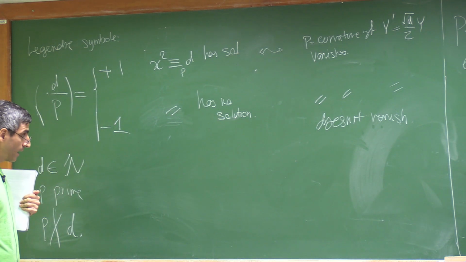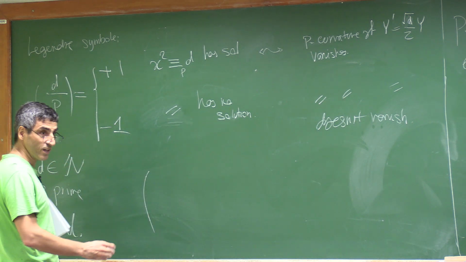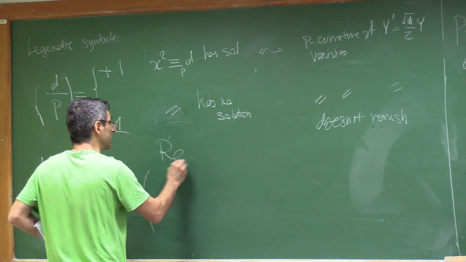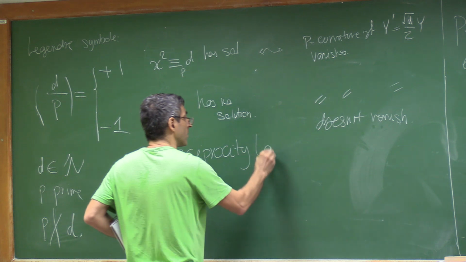And a lot of people say that the whole of number theory is just a generalization of this reciprocity law.